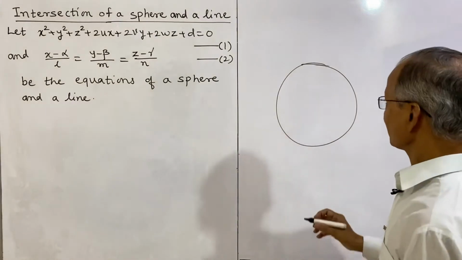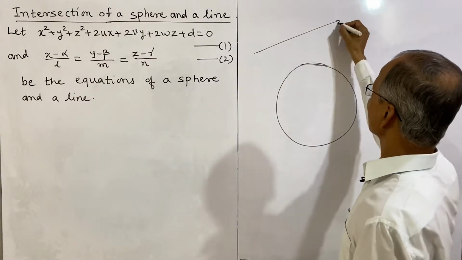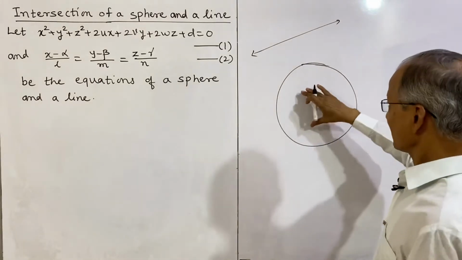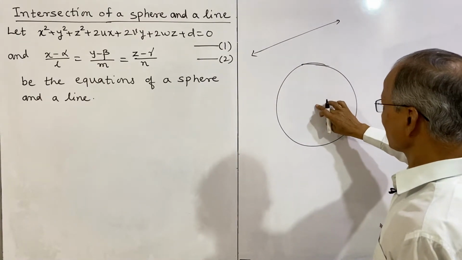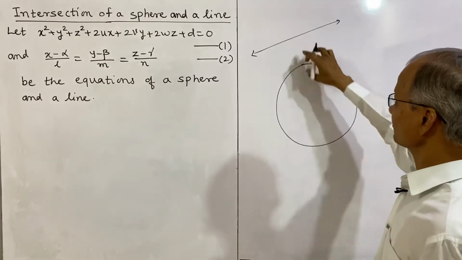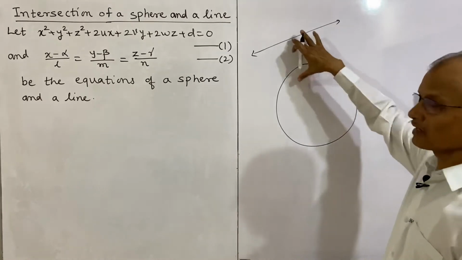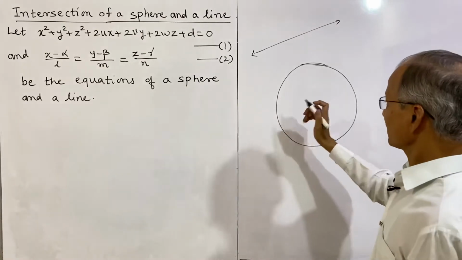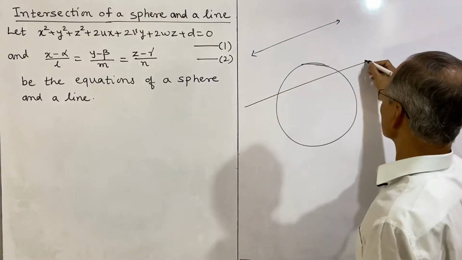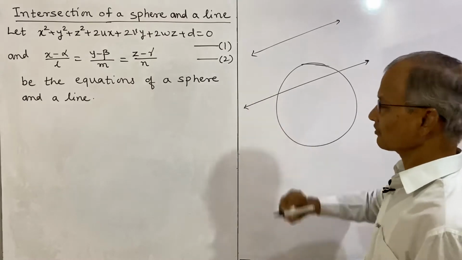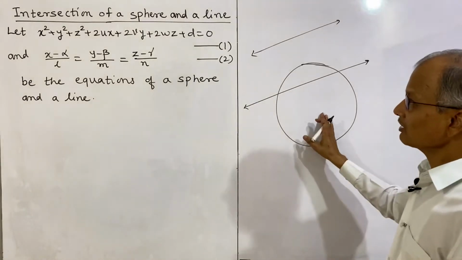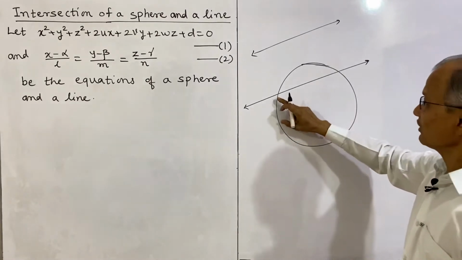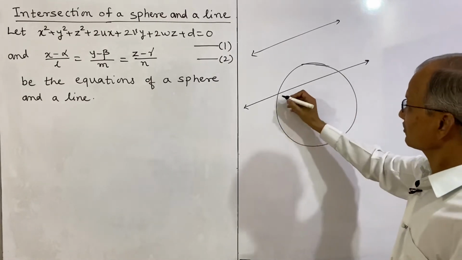In general, if the line is far away from the sphere, then there is no intersection. That means it depends on the perpendicular distance of the line from the center. If it is greater than the radius, then the line will not intersect the sphere. But if the line's position is like this, then this is the general position we shall consider. Then the line will intersect the sphere at 2 points.